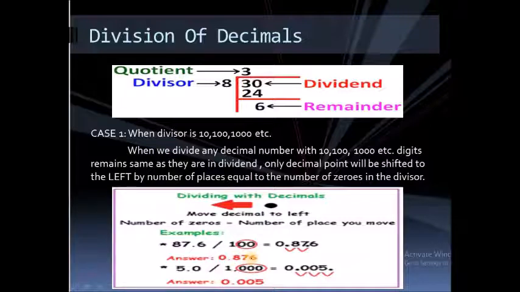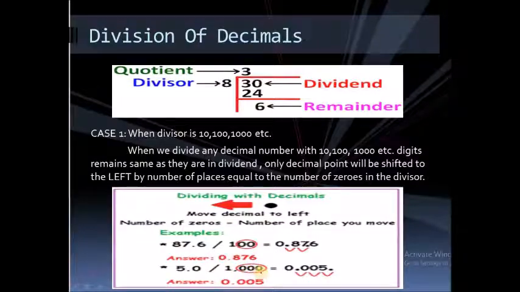So my answer will be 0.876. If this were a case of multiplication, and instead of this division sign we had a multiplication sign over here, then my decimal point would be shifted to which side? The right side. So remember, whenever you multiply with 10, 100, 1000 and so on, you shift your decimal point to the right, and whenever you divide by such numbers, you shift your decimal point to the left. Just count the number of zeros in the divisor and shift the decimal point that many times.